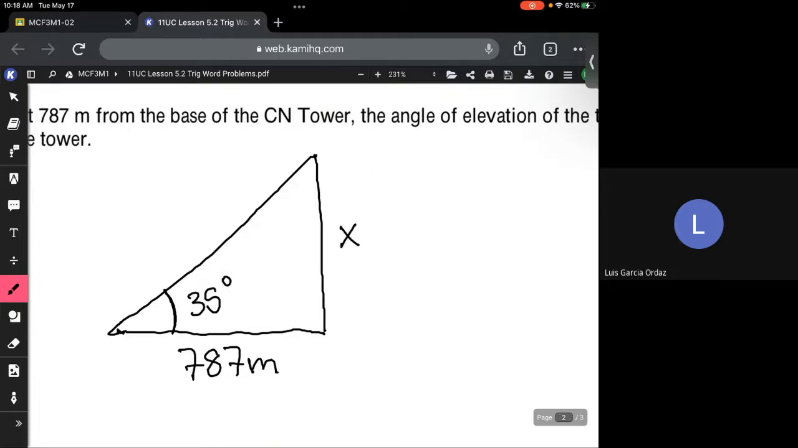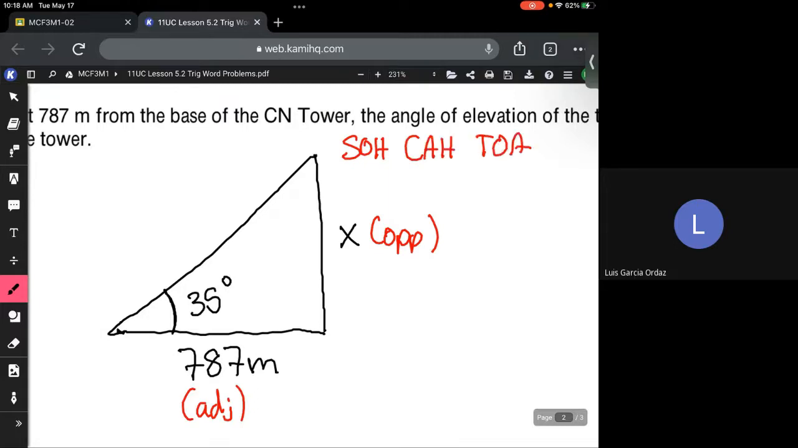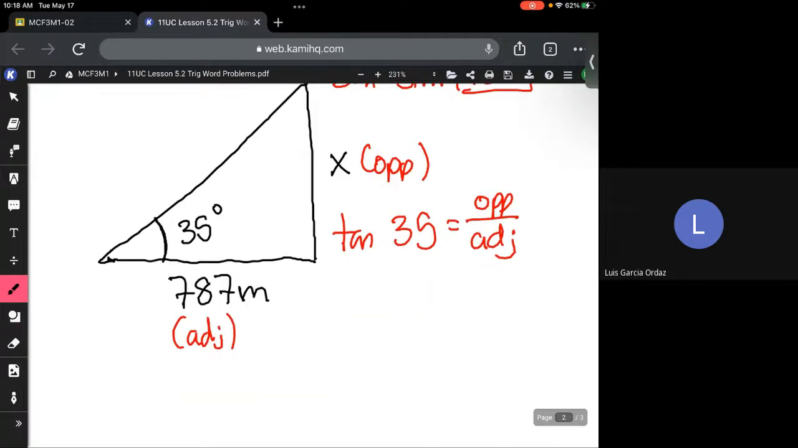So if we're using angle 35, is x opposite, adjacent, or hypotenuse? Opposite. And what's 787? Adjacent. So what are we going to use? SOHCAHTOA. Yeah, we're going to use tan. So it's going to be tan 35 is equal to opposite over adjacent. So we have tan 35 is equal to x over 787.